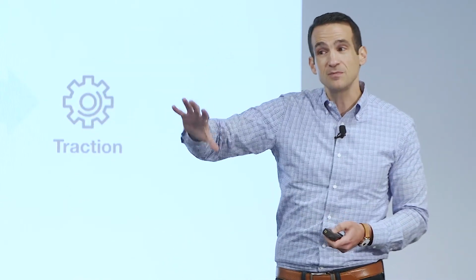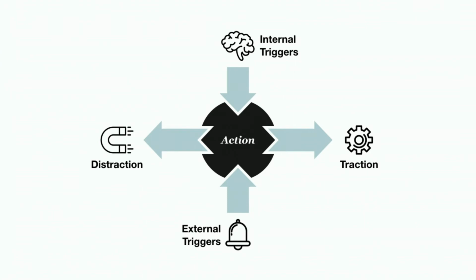But what turns out to be the most common source of distraction is not these pings and dings and devices that we all think about as the source of distraction. The most common form of distraction are not the external triggers, but in fact they are the internal triggers. Internal triggers are these uncomfortable psychological states that we seek to escape.